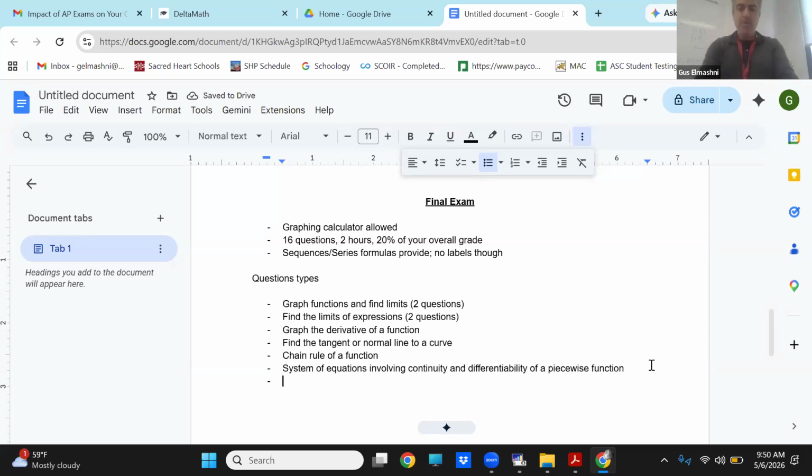The limit definition of the derivative, I want you to be able to recognize that. So you'll have something that looks like a limit as a derivative. So know what to do with that.